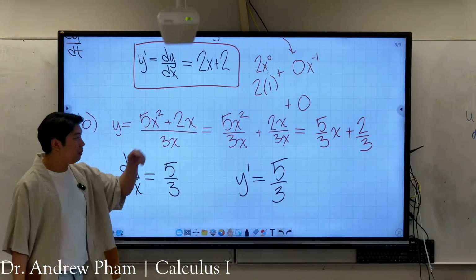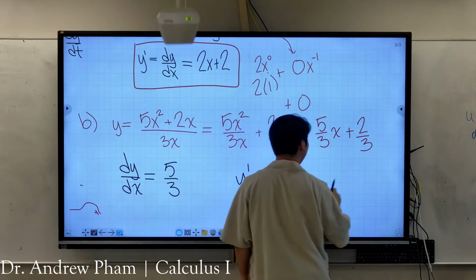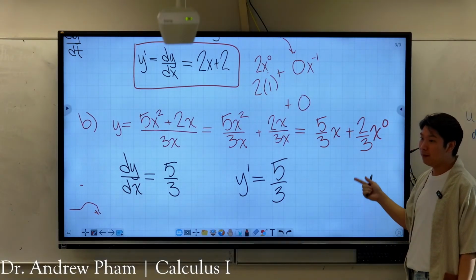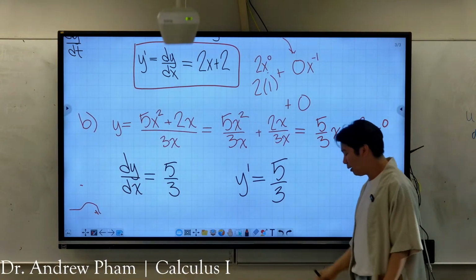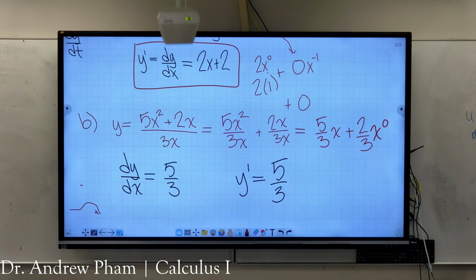2/3, same thing as the one. 2/3 if I wanted to. The same thing as 2/3 x to 0, because there's an understood one, x to 0 there. This does give us a slight note to make.